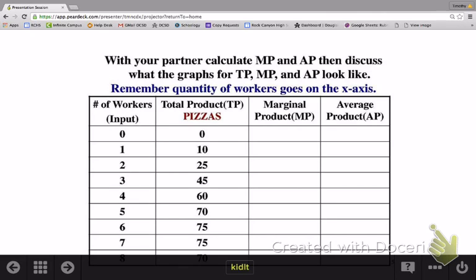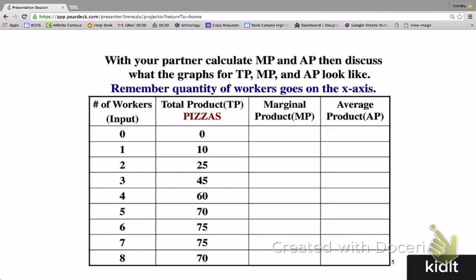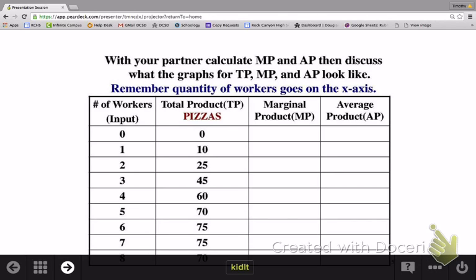So now, take some time. You won't have a partner to do this with, I don't think, but you should take some time and calculate in this graph marginal product and average product, and then look at what the graphs for total product, marginal product, and average product look like. And remember, quantity of workers always goes on the x-axis.